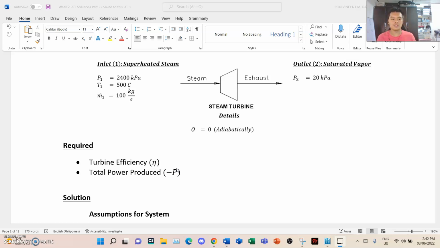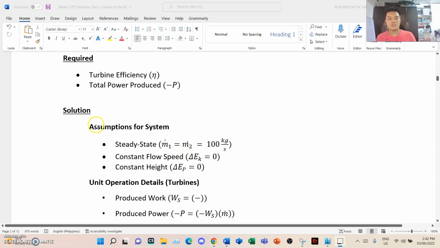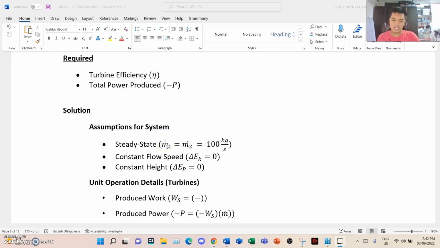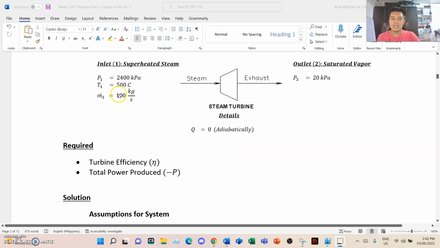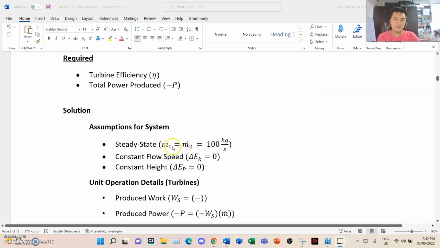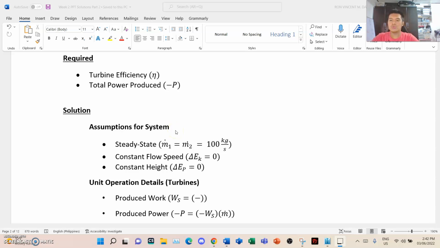So, to start off our solution, we need to define the assumptions for the entirety of the system. We can assume steady state, such that the inlet mass flow rate is equal to the outlet mass flow rate, meaning that m1 is 100 kg per second and m2 is also 100 kg per second. Next, constant flow speed, meaning that the fluid travels through the unit operation at constant velocity. This means that kinetic energy is equal to 0. Next, we also assume that the system is at ground level, meaning no height change. This means that the potential energy is also equal to 0.